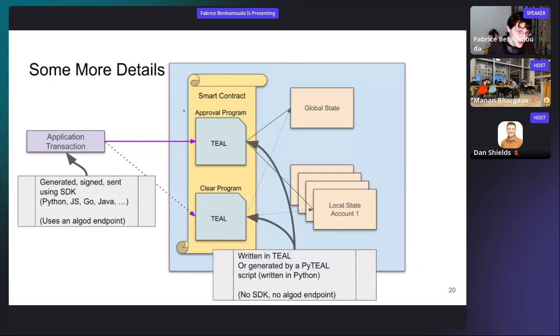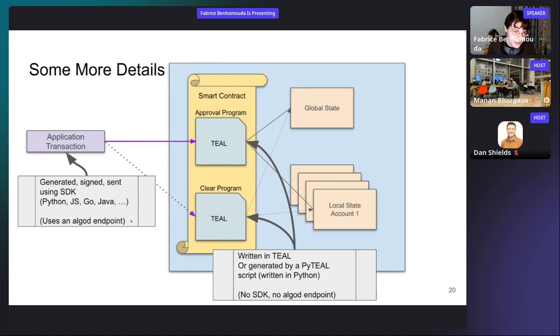At this point of the talk, I think it's very important to understand how dApps, or decentralized applications, are made in general. This is not limited to Algorand, it's true for all blockchains. Usually when you want to create a decentralized application on any blockchain, you write a smart contract, the program that lives on chain, and you interact with it using application transactions. The smart contract is always written in a smart contract language. In the case of Algorand, it's TEAL, or it's generated by a Python script, which is called PyTeal. This is done using this language without any interaction with the network. You don't need an SDK or anything like this. It's a specific language that writes a smart contract.